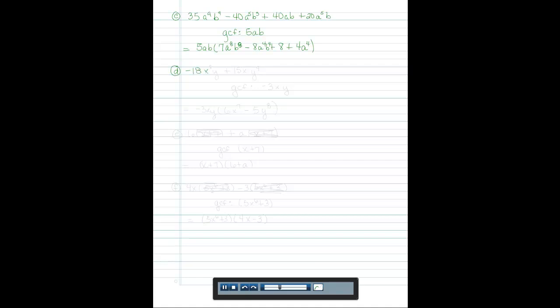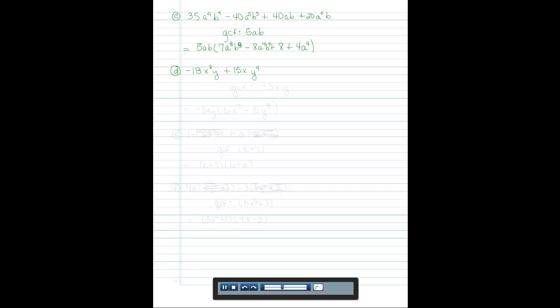Negative 18, A to the 8th, Y, plus 15X, Y to the 9th. If ever or whenever you have a negative first term, such as this example here, negative 18, you want your GCF to be negative. This is going to be so important for these rules when we really factor a trinomial. For those rules to work, you want your first term to be positive.